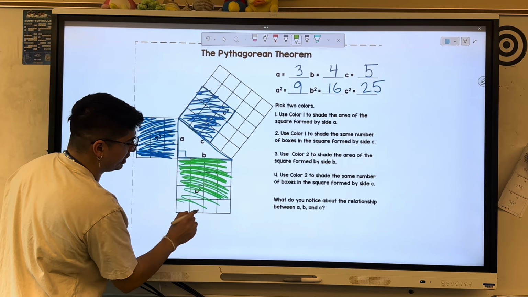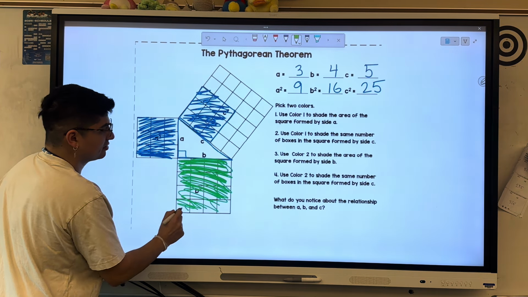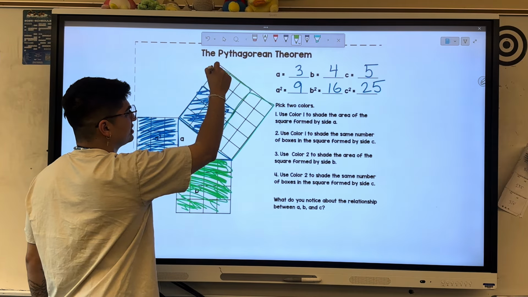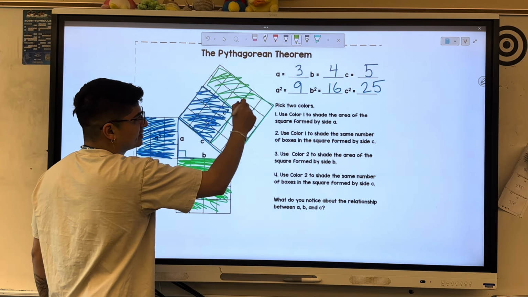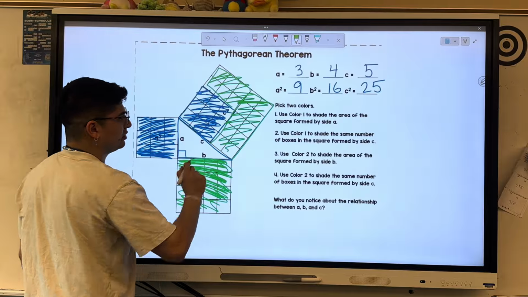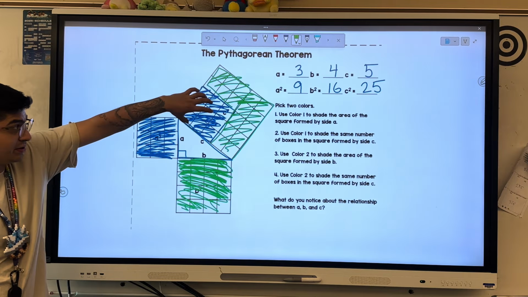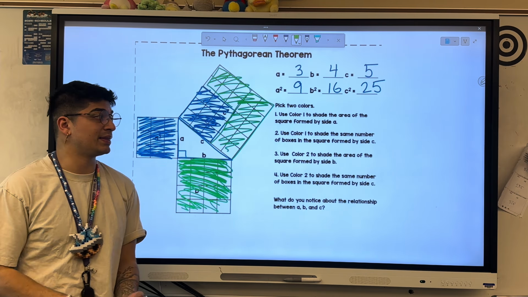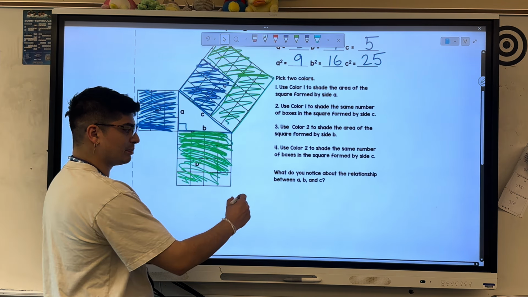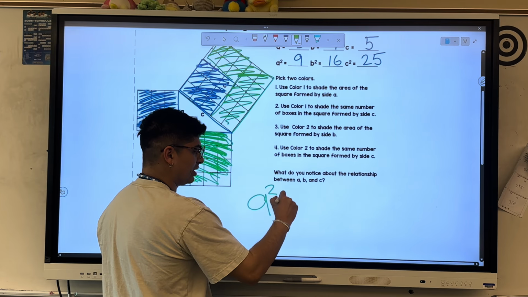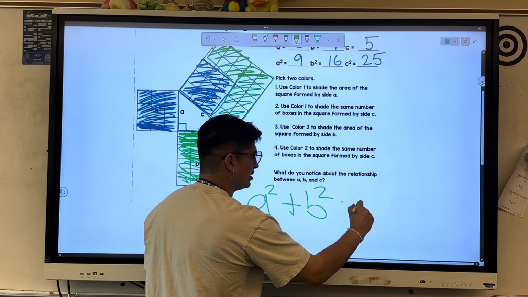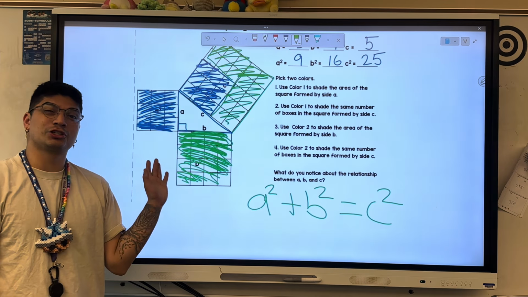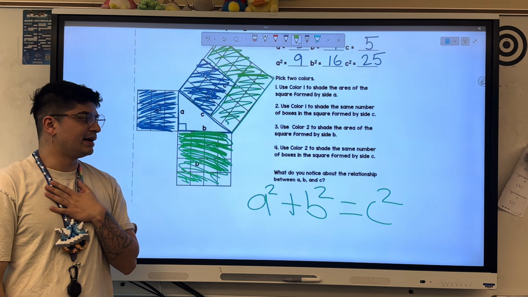Again, that's 16 boxes, right? And you can fit in 16 right here. So what I'm coloring right now is 16 boxes. So in total, a squared and b squared equals c squared. And that's where the formula is. That is quite literally the Pythagorean theorem formula. A squared plus b squared is equal to c squared. So again, this is visually showing how that looks, right? But that is the formula.